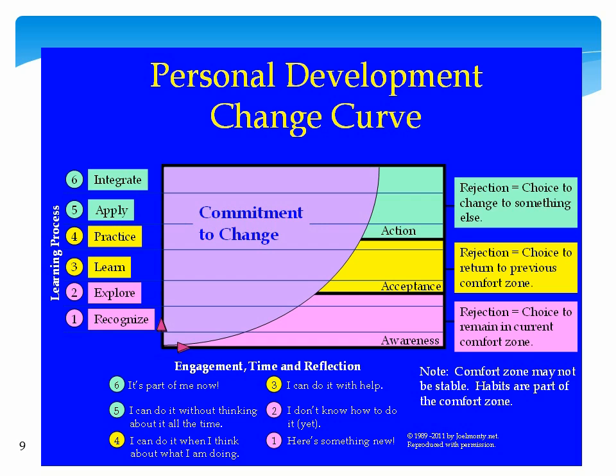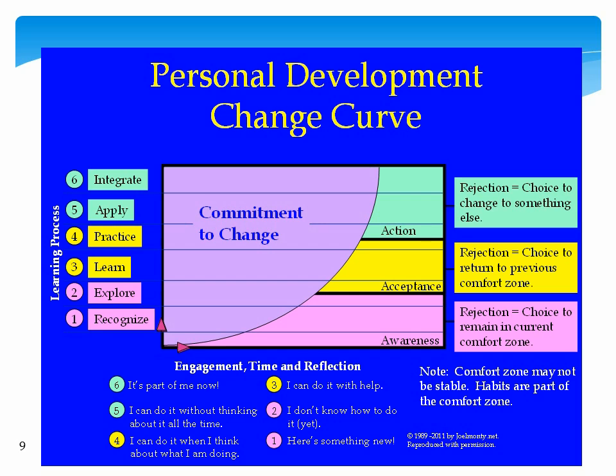If you choose to reject the change during the recognize and explore steps, you can remain in your current comfort zone. If you choose to reject the change when you're in the acceptance stage at the learn and practice step, you can return to your previous comfort zone. But once you move to the action stage and the apply and integrate steps, if you reject the change, you have to change to something else. Comfort zones may not be stable, and habits are part of the comfort zone. And this is where the biggest difference is.